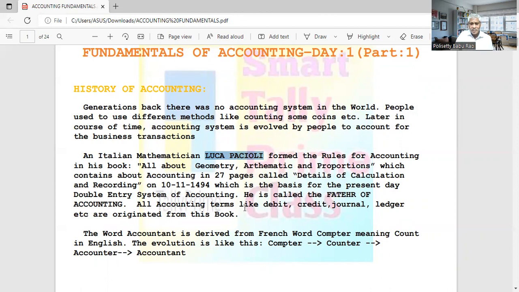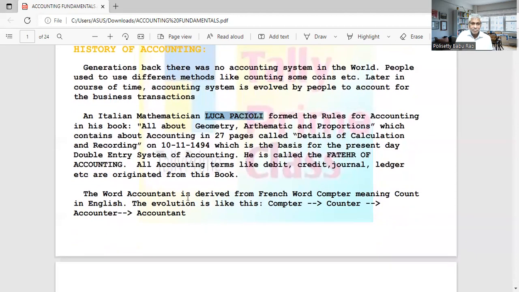Nowadays we are using many terms like debit, credit, journal, ledger. All these originated from the same book of Luca Pacioli. Now we are talking about accountants. So who is an accountant? Like this we are talking.